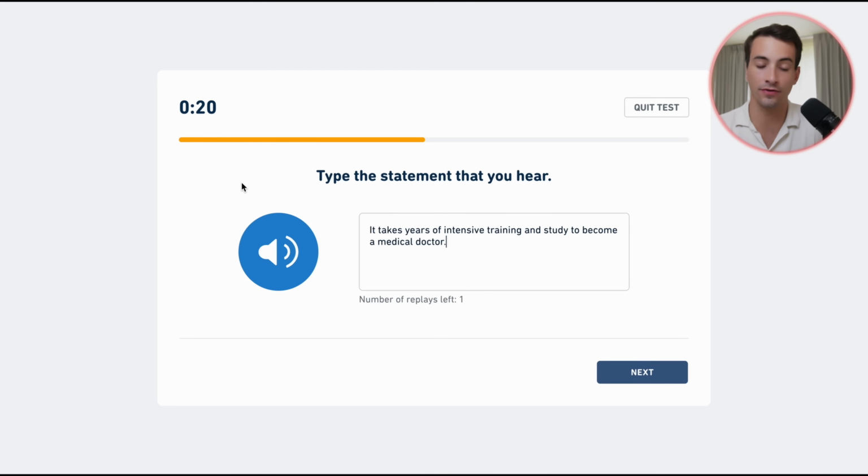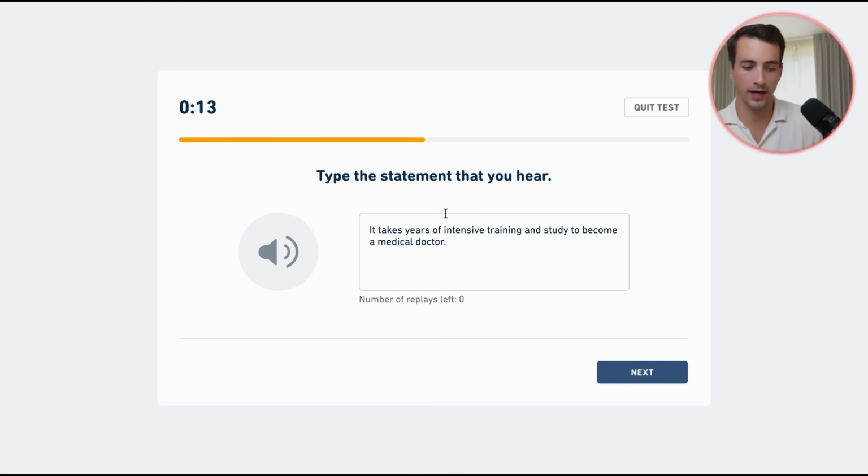All right, let's use the third listen to proofread. It takes years of intensive study and training to become a medical doctor. Okay, and I saw that I mixed up the order of these 2 words, all right? Takes years of intensive study and training to become a medical doctor.